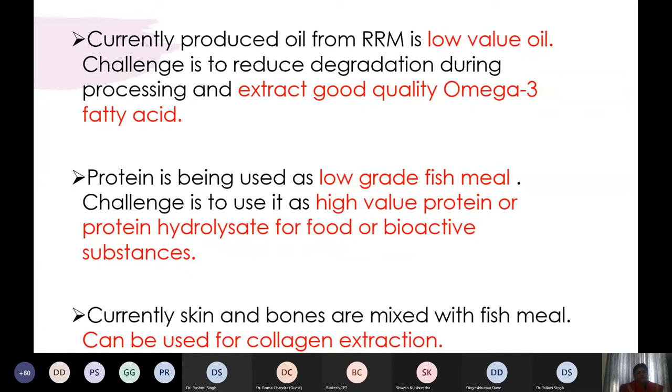Whatever is currently being produced, as I have shown you, is a low value oil. The challenge is to reduce the degradation during processing so that we can get high quality omega-3 fatty acid oil. Similarly, in the case of protein, it is being used as a low grade fish meal. The challenge is to use high value protein or protein hydrolysate for food or bioactive substances. Currently, skin and bones are mixed with fish meal and can be used for collagen extraction.